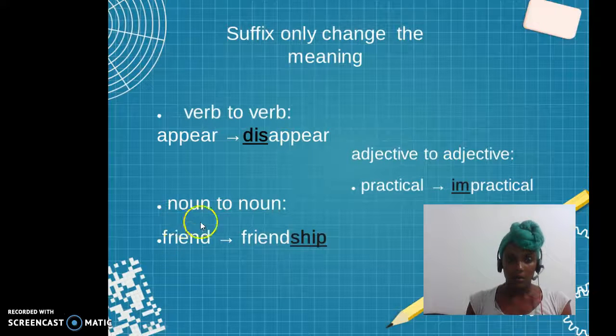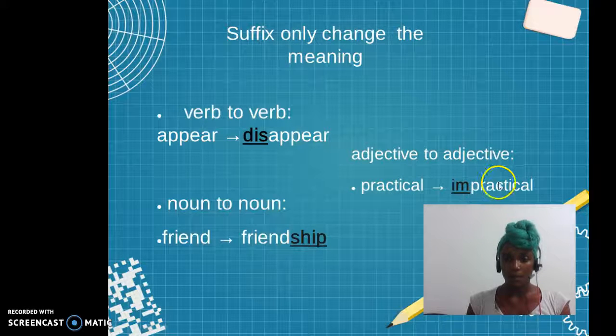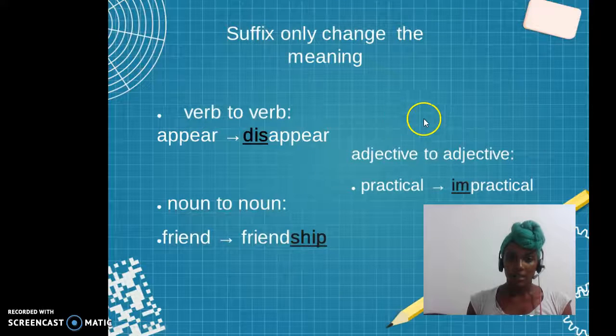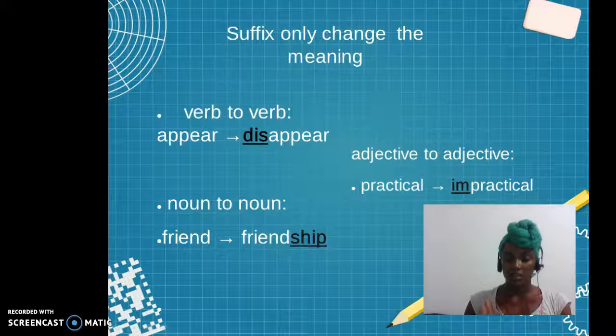Here you can see a noun, and this word is a noun too. Here you can see practical and unpractical. Every word is an adjective. That means in these examples, the affix only changes the meaning of every word.